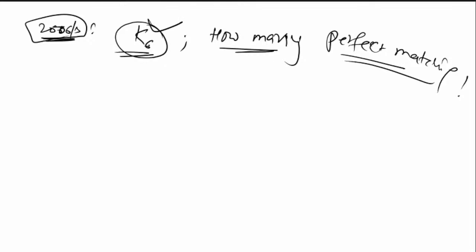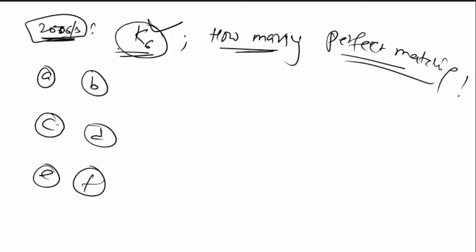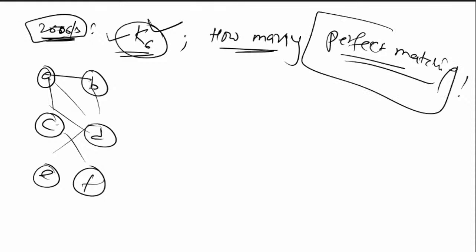See, first of all, this is a complete graph. So what does it mean? It means that between every pair of vertices, you have an edge. There are 6 vertices: A, B, C, D, E, F. Let's assume these are the 6 vertices. Every vertex is connected to every other vertex, so this is your complete graph, like this. He is asking how many perfect matchings are possible.